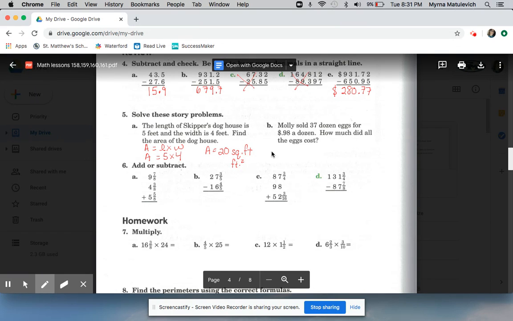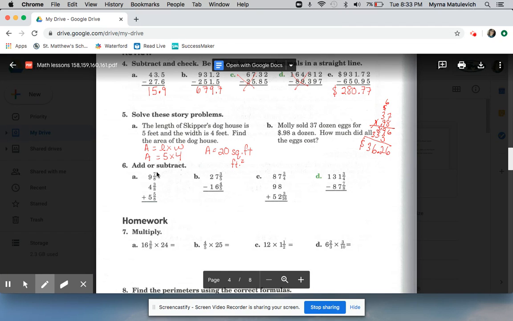Molly sold 37 dozen eggs for 98 cents a dozen. How much did all the eggs cost? So we could add 98 cents 37 times, or we could multiply. So I got $36.26 that the eggs cost altogether. And remember, since I had my decimal 2 places to the left, I had to go 2 places to the left with my decimal here. That's how you do decimals with multiplication. You don't bring it straight down. You count how many places you have the decimal to the left, right?